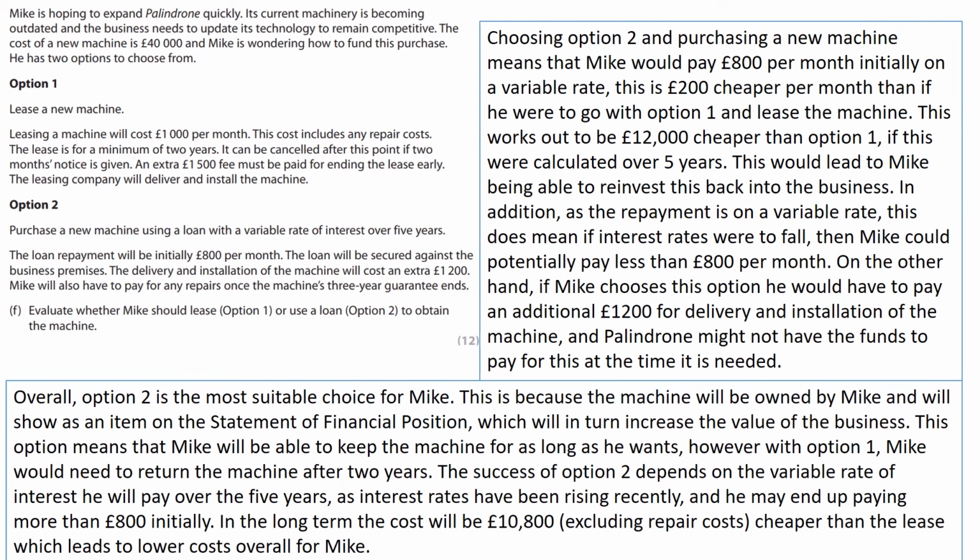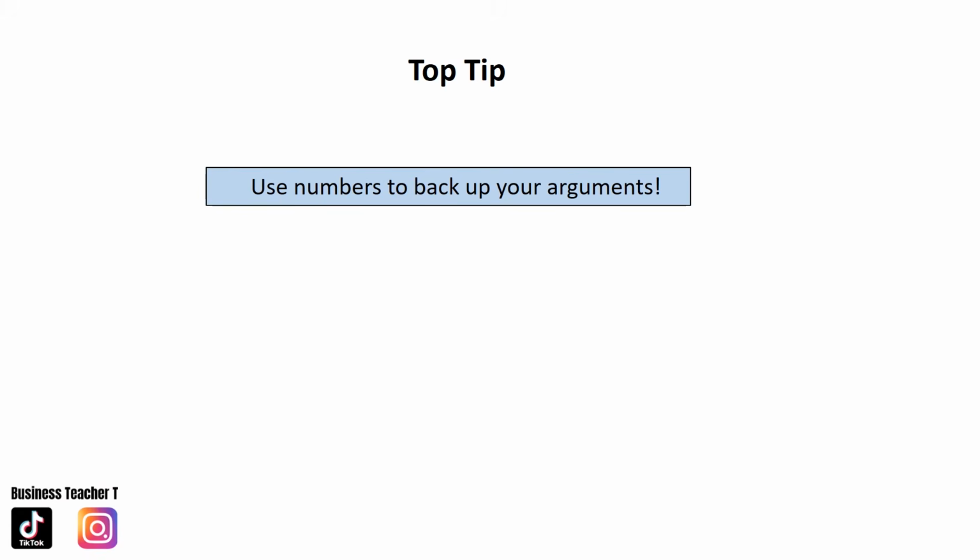On to our tip. Top tip: use numbers to back up your arguments. If there are figures within the options of financial products or figures in the case study, use it where relevant. You saw that within the 12-marker example. Use the figures to back up your arguments. And also there's times that you can actually undertake a calculation. So you could do that too.